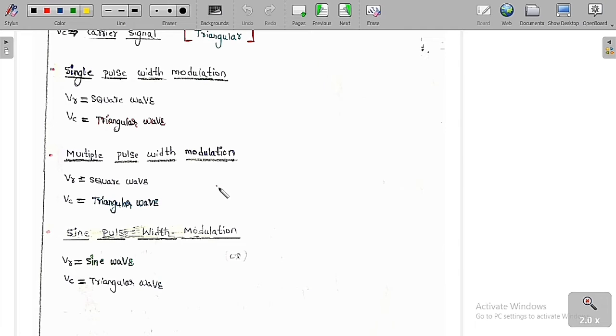Here we are going to use the reference signal as a square wave, whereas the carrier signal is a triangular waveform. Similarly, in sine pulse width modulation, as the name itself indicates, we are going to use the reference signal as a sine waveform, whereas the carrier signal is a triangular waveform. Based on this, we are going to get some output voltage graph.